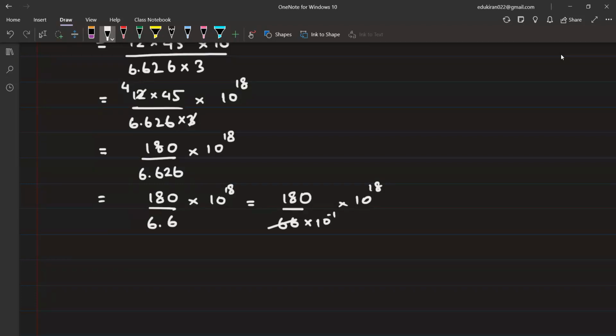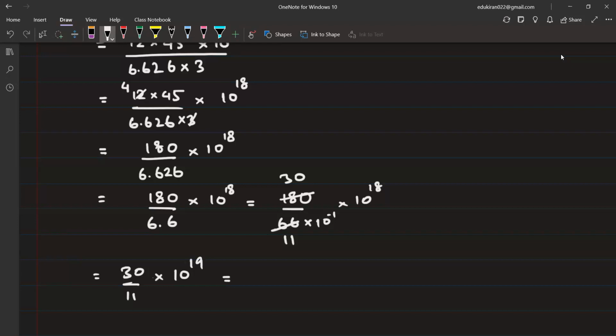16, 6. 6 that will be 11 and this will be 30. Correct? I'm dividing both these numbers by 6. So 6 ones are 6 and 6 ones are 6. Right? So 66 is 11 and 6 3s are 18 and 1 0. Now you have got 30 divided by 11 into 10 to the power minus 1. So it will become plus 1, which is 10 to the power 19.